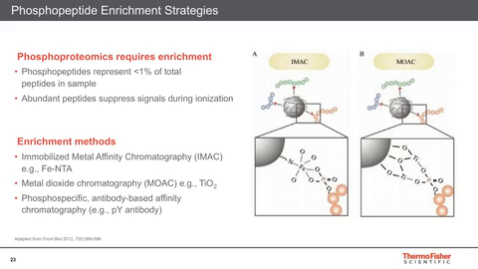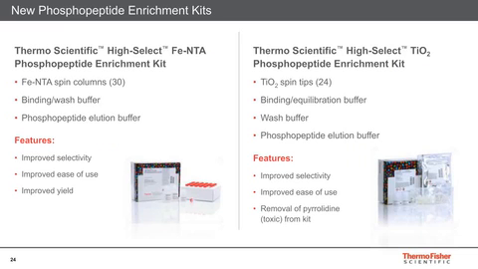Although there are some chromatography techniques that can partially enrich phosphorylated peptides and proteins, the most common methods enrich modified peptides through affinity to the negatively charged phosphate groups. These include immobilized metal affinity chromatography, or IMAC, an example would be the iron NTA, or metal oxide affinity chromatography, or MOAC, an example being titanium dioxide. And lastly, there are some phosphospecific antibodies that can be used for affinity chromatography, such as the phosphotyrosine antibody for immunoenrichment.